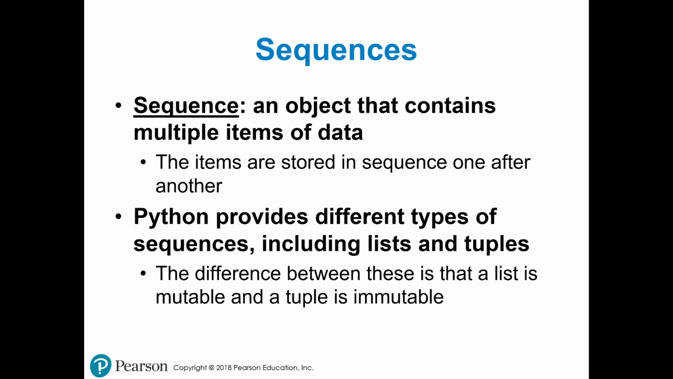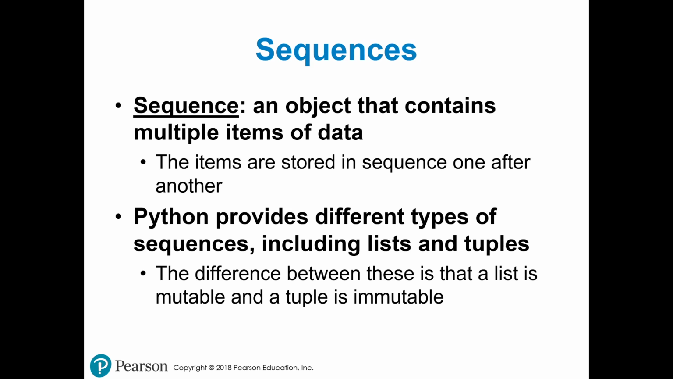Alright, so a sequence is an object that contains multiple items of data. The items are stored in sequence, one after the other. This is slightly different from what some of you Java or C programmers have seen in the past. There are things kind of like this, but they're not base language constructs, whereas in Python they are a base language construct. Python has different types of sequences, lists and tuples in particular. In this chapter, we're only going to talk about lists.